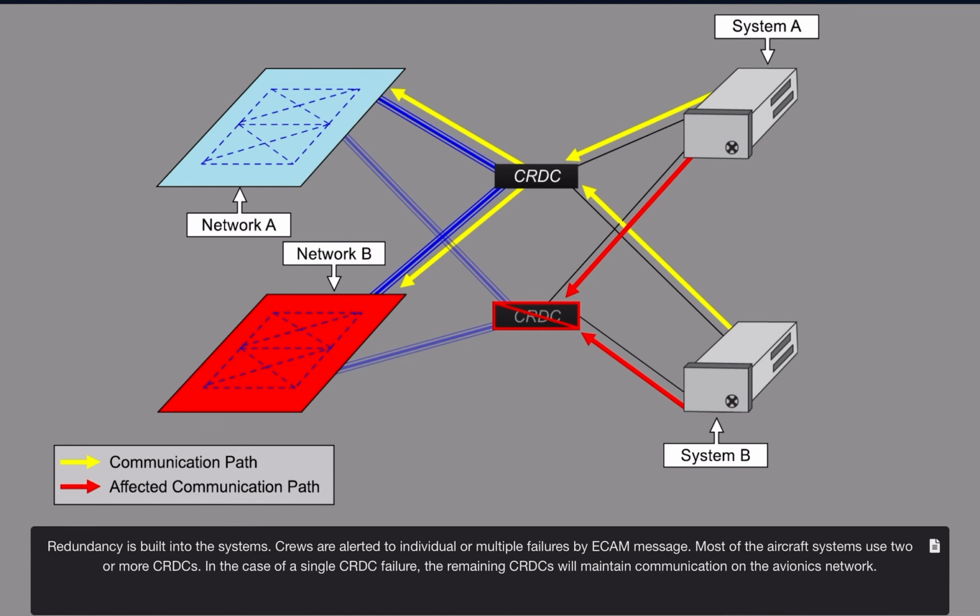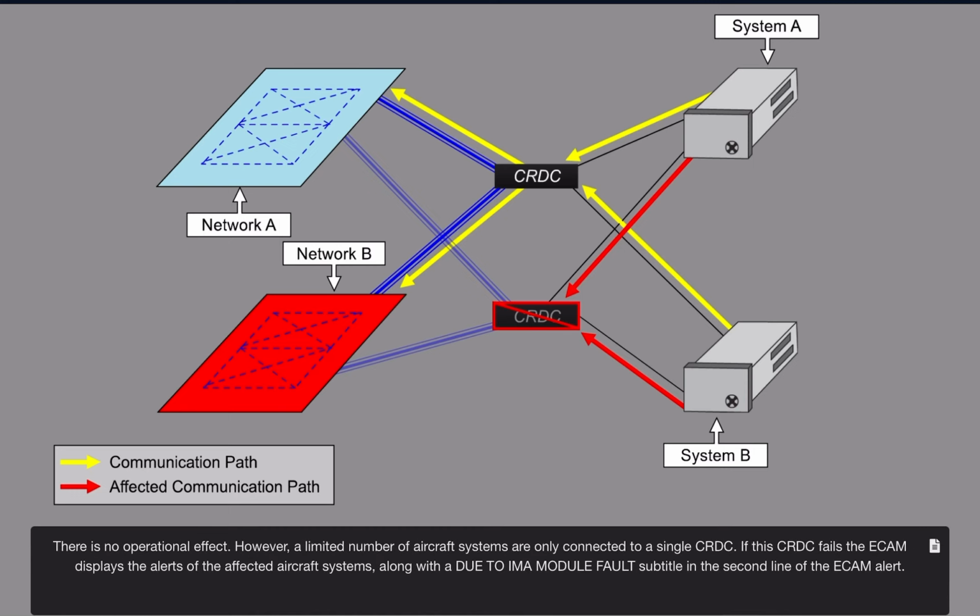Redundancy is built into the systems. Crews are alerted to individual or multiple failures by ECAM message. Most of the aircraft systems use 2 or more CRDCs. In the case of a single CRDC failure, the remaining CRDCs will maintain communication on the avionics network. There is no operational effect.